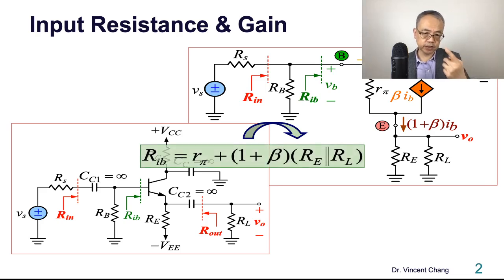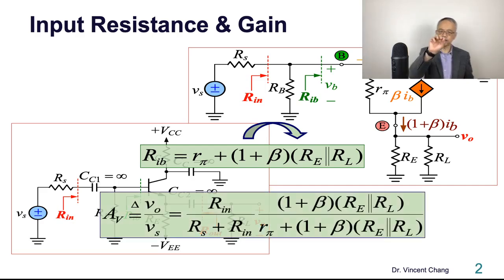So what's the input resistance? It's the resistance seen at the right-hand side of the RS. It's the RB in parallel with the RIB. And RIB is the series combination of the two components, R pi, plus (1 plus beta) times RE in parallel with RL.